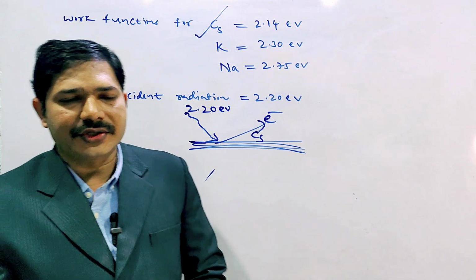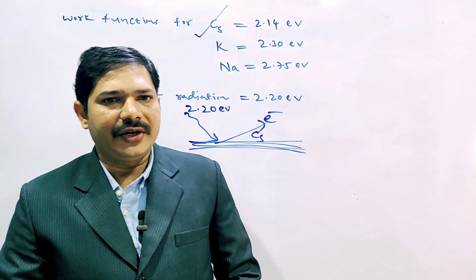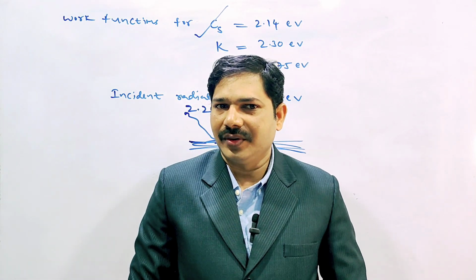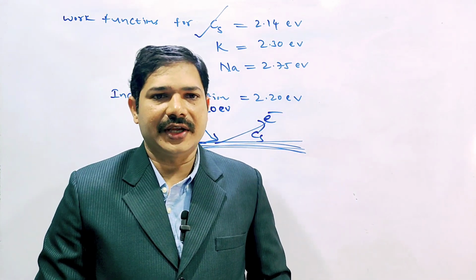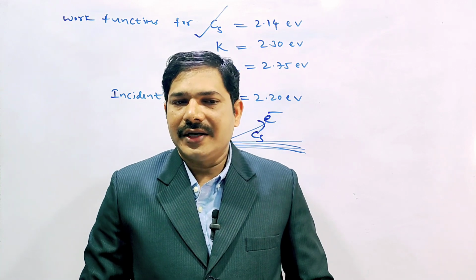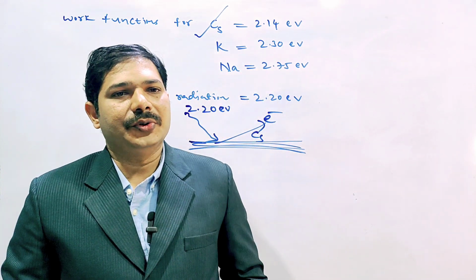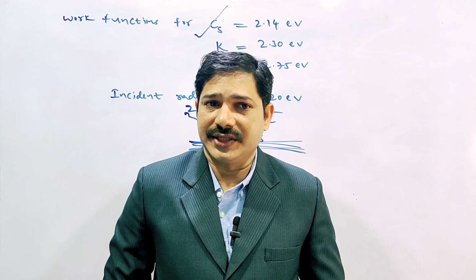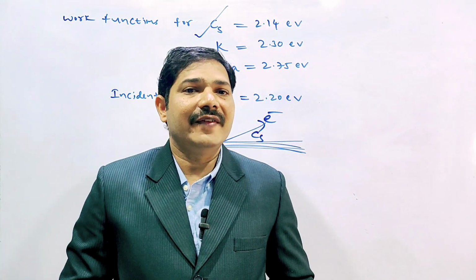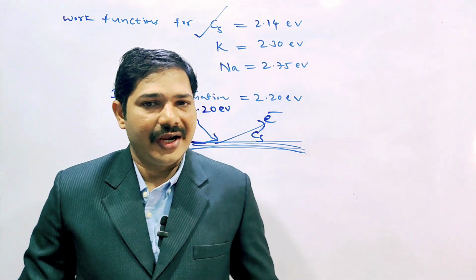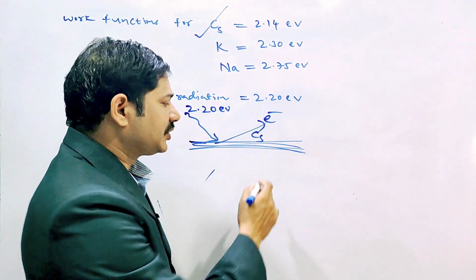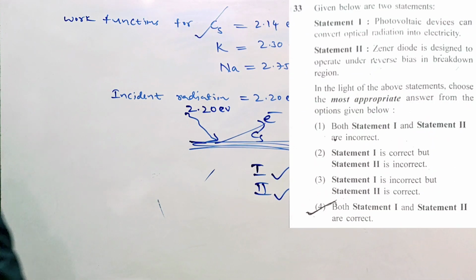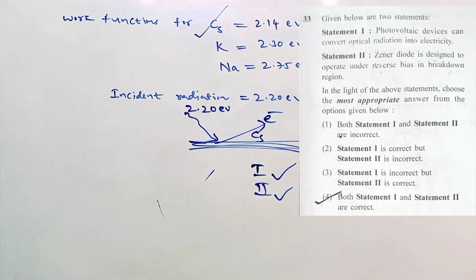In the photoelectric effect, statement 1 says radiation is converted into electricity. Yes, it is correct. Light energy is converted into electrical energy, and photocells are the devices used for this conversion. Statement 1 is correct. Statement 2 says Zener diodes operate in reverse bias in the breakdown region. Yes, it is also correct. A Zener diode is always operated in reverse bias at the sharp breakdown region. So both statements are correct, and the fourth option is correct.